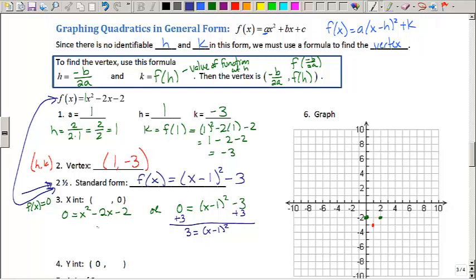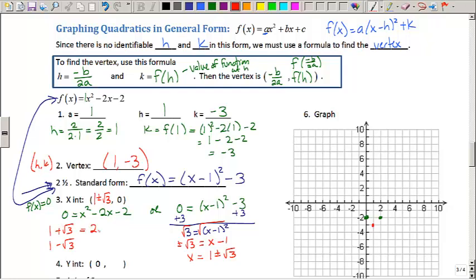You are welcome to use quadratic formula, but I'm not going to. I'm going to show you in square root method. So we have plus or minus the square root of 3 equals x minus 1. Add 1 to both sides. I'm getting x is equal to positive 1 plus or minus the square root of 3. So that is my x-intercept. 1 plus or minus the square root of 3, comma 0. Unfortunately, 1 plus or minus the square root of 3 is not really easy to graph. So I'm going to need to actually take out my calculator and evaluate 1 plus the square root of 3.